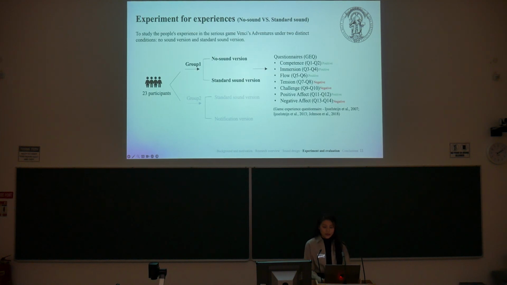Now in this slide, I will present the experiment. A total of 23 people joined our experiment. They were divided into two groups. The first group, in order to study people's experience, played the serious game without sound, the no sound version, and then played the standard sound version. After that, they were asked to fill in a questionnaire called the Game Experience Questionnaire. It assessed people in 7 areas: competence, immersion, flow, tension, challenge, positive effect, and negative effect.